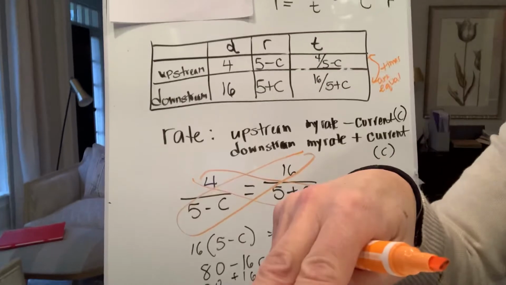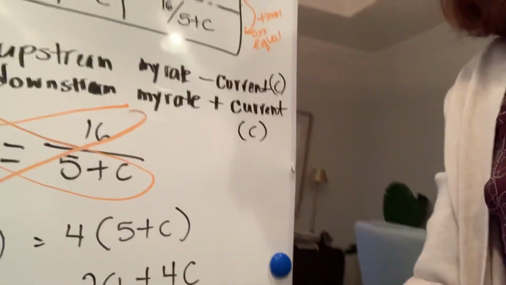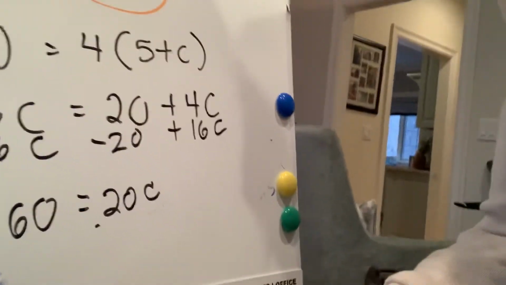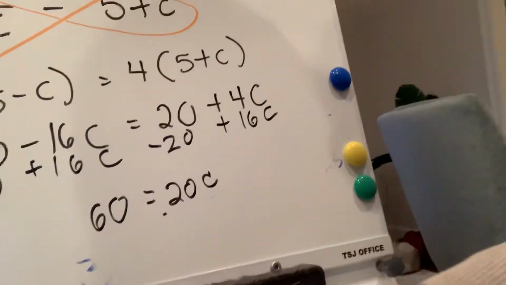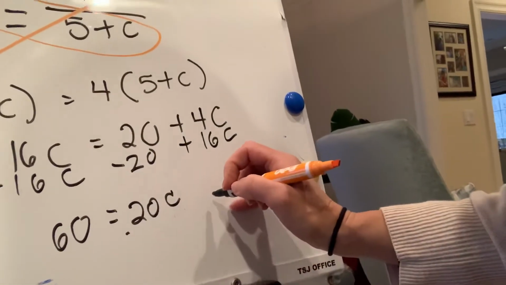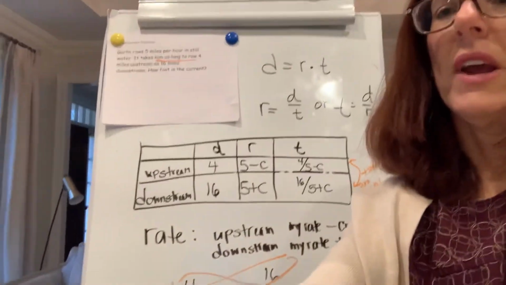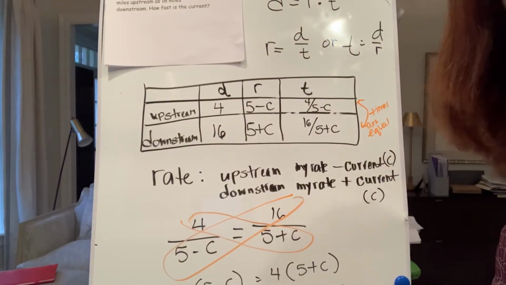Oh, you really can't see that. I'm going to have to do a little bit of moving here. So I get 60 equals 20C, divide both sides by 20, I get C equals 3. So the rate of my current is 3 miles per hour.